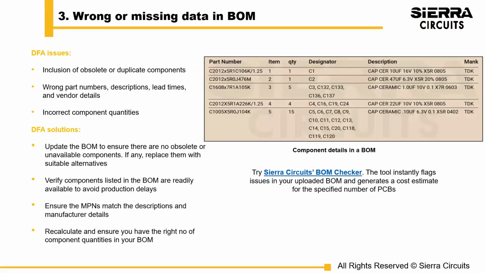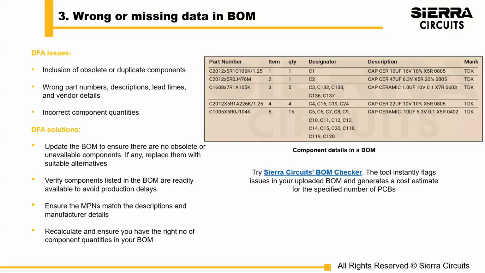Then we have wrong or missing data in BOM. The typical DFA issues that usually arise when creating a BOM are inclusion of obsolete or duplicate components, wrong part numbers, descriptions, lead times, and vendor details, and of course, incorrect component quantities.